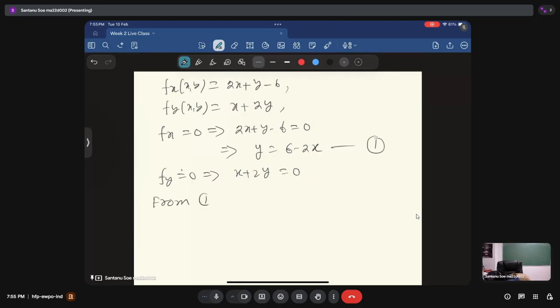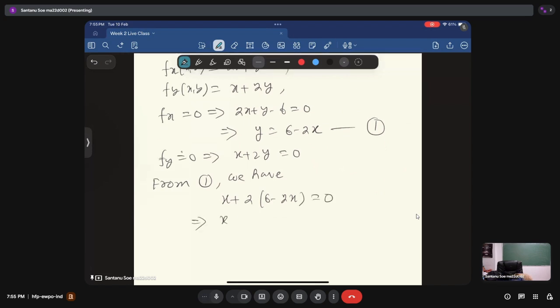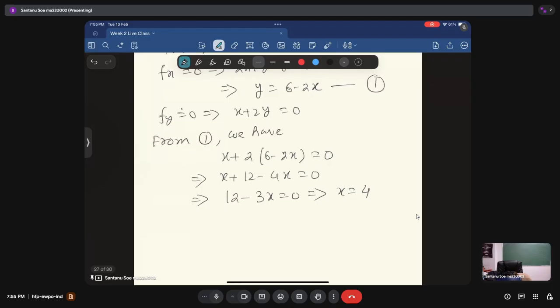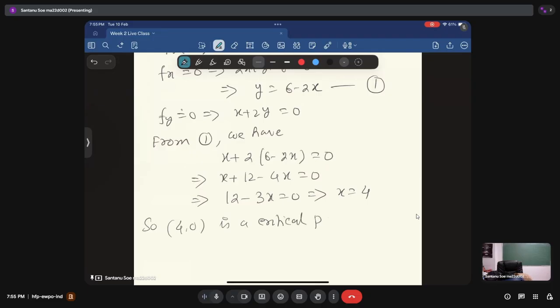Then from 1 we have x plus 2 times (6 minus 2x) equals 0, and this will imply x plus 12 minus 4x equals 0, and this is implying 12 minus 3x equals 0, imply x equals 4. So 4 comma 0 is a critical point of f.